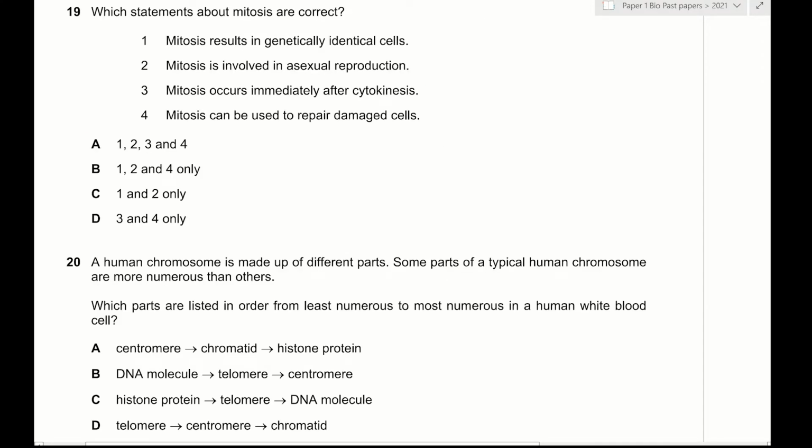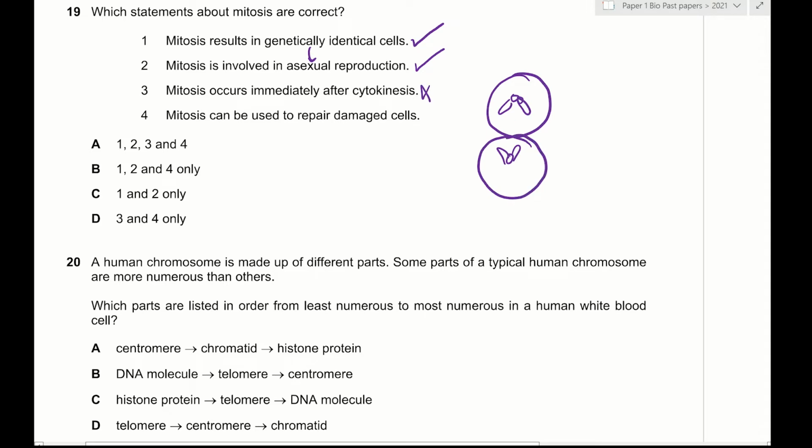C. Which statements about mitosis are correct? 1. Mitosis results in genetically identical cells. This is correct. 2. Mitosis is involved in asexual reproduction. Yes, asexual reproduction is a feature of mitosis because it's a genetically identical cell too. 3. Mitosis occurs immediately after cytokinesis. This is incorrect because mitosis actually occurs before cytokinesis, where sister chromatids are moved to opposite poles of the cell. Therefore, the cells divide. So this is incorrect.